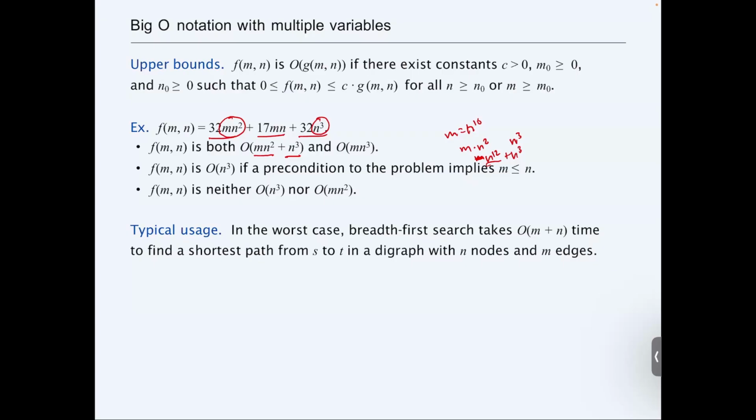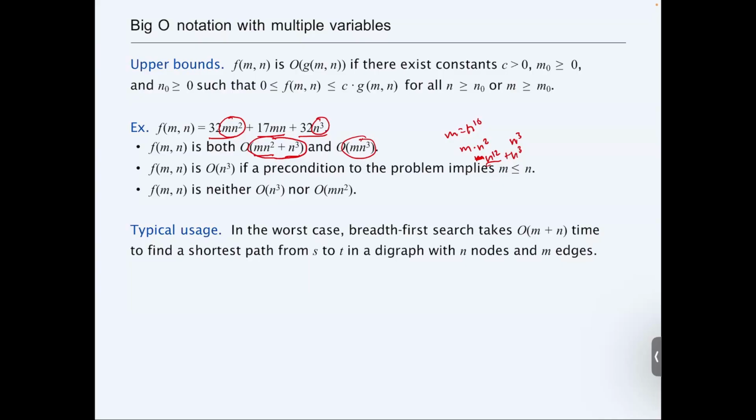The issue is we don't know. So if we don't know how m and n relate to each other, then the best answer that we can give is just m times n squared plus n cubed. Now we could say mn cubed, and that would also be a big O value as well, but it may not be the best big O value that we can give.